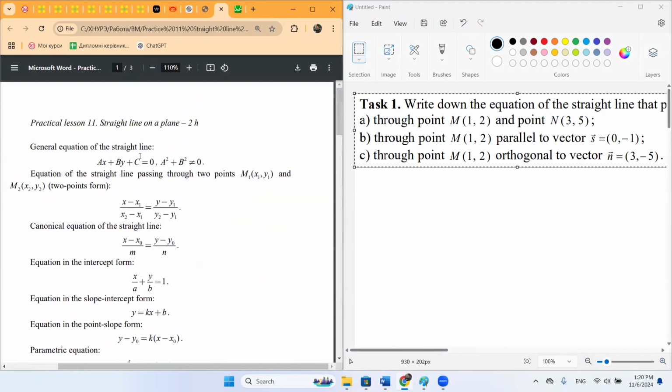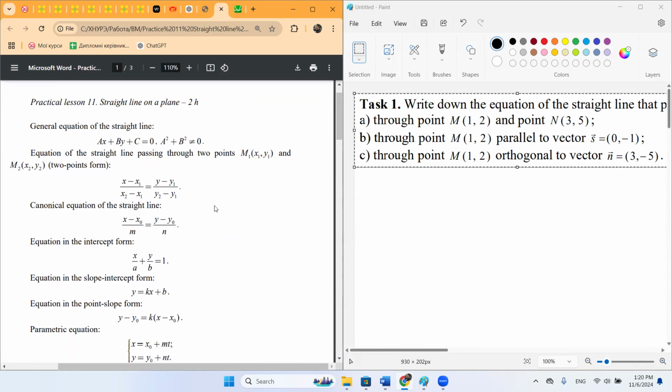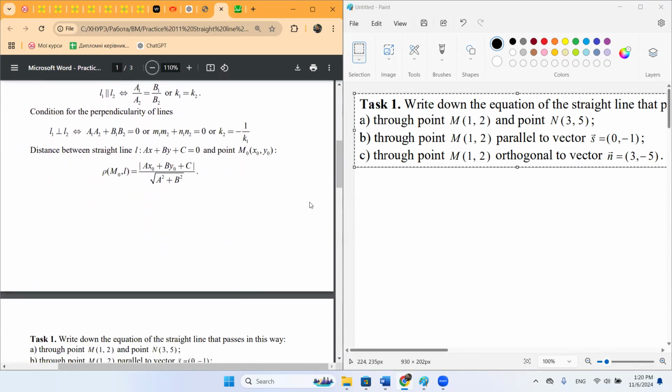Do I have to zoom in on the equations or is it okay for you? It's okay for us. Sorry? There is no need to. Okay.